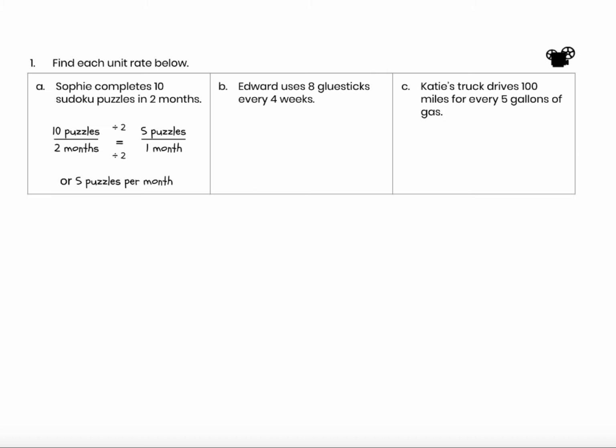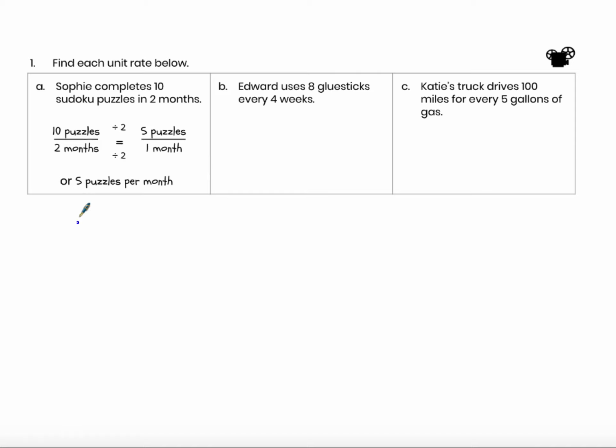If we look at our first example, Sophie and her Sudoku puzzles, a question you may have is how do you know which quantity goes on top, puzzles or months, or which unit goes on top? We will be talking about that a lot next year. For right now, I just want you to go ahead and go in the order that it's written on this worksheet. So puzzles and months. So 10 puzzles divided by 2 months, or 10 puzzles per 2 months.